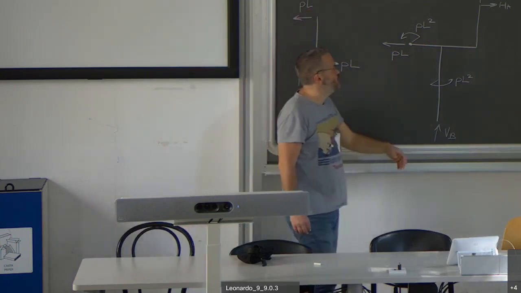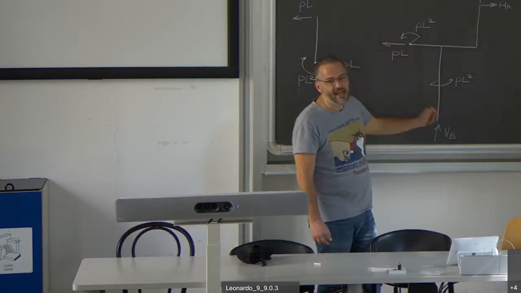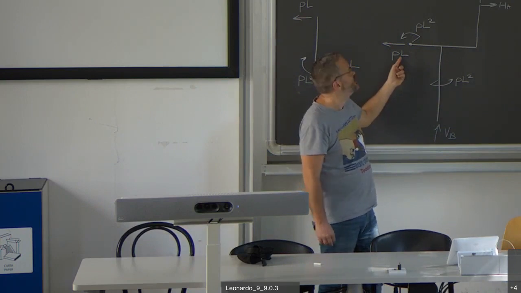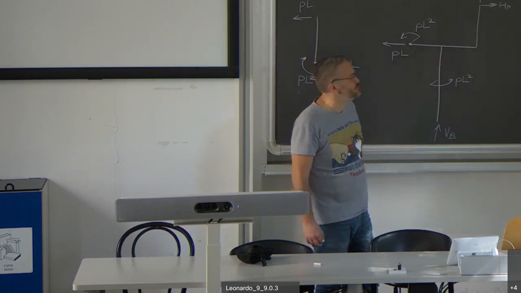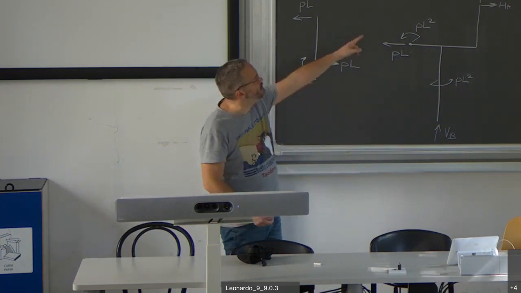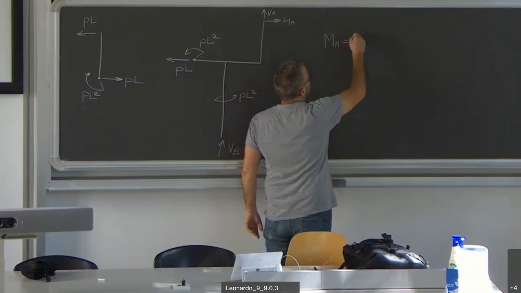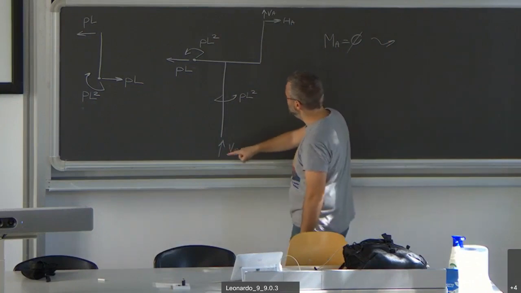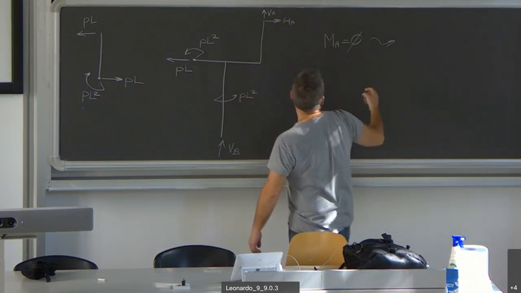Just to quickly show you, what about HA? Do we have any other horizontal force other than PL? No. So you will surely get HA equal to PL. But let me just show you a moment equilibrium. I will write the moment equilibrium with respect to A. What do we have? We have VB times L divided by 2, which is clockwise.